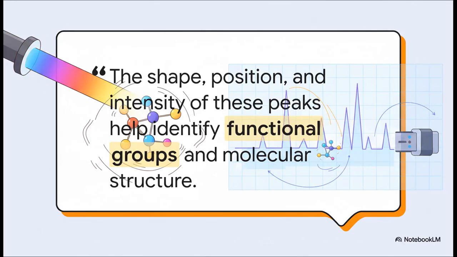So it's not just about where the peak is on the graph. As this quote nails, every single detail matters. The shape of the peak. Is it sharp or is it broad? Its intensity. Is it strong or is it weak? All of these things are vital clues that help scientists piece together the puzzle of a molecule's true identity.